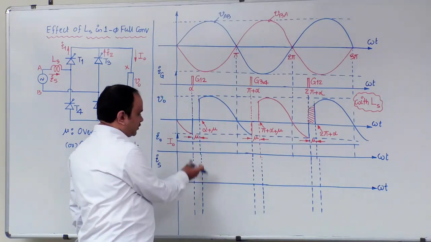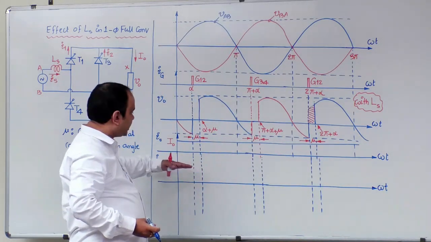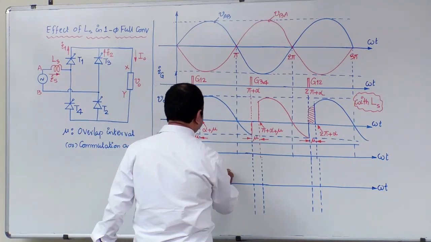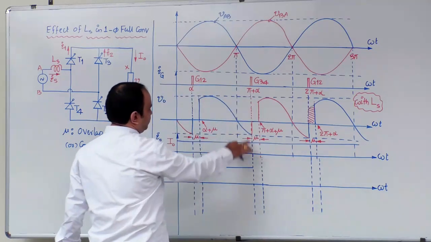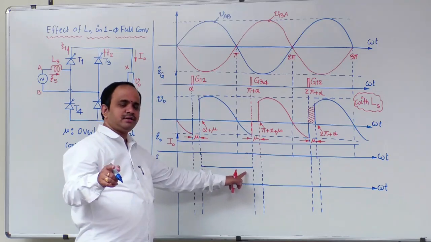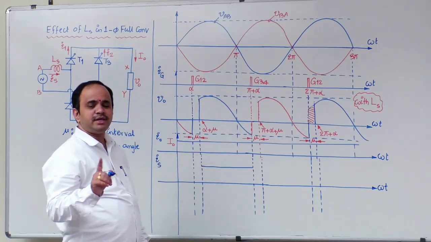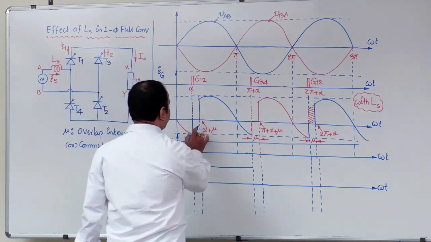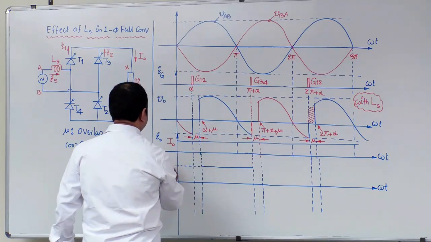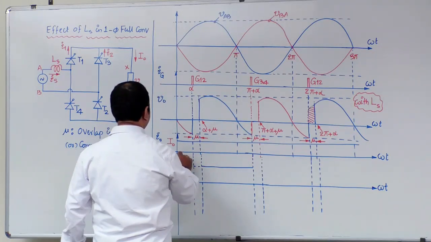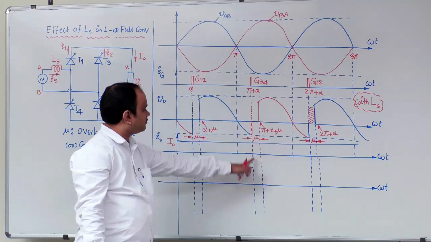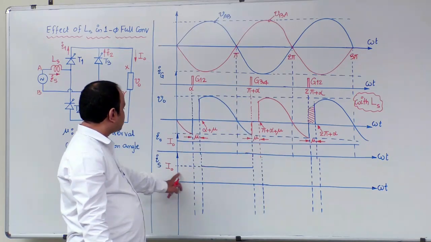Now just refer to your previous I1 and I2 waveforms, which I just erased. You can notice that from alpha plus mu to pi plus alpha, the I1 waveform was plus I0. What do we mean by I1? That is the current flowing through the T1, T2 pair. Therefore, from alpha plus mu to pi plus alpha, we can say the source current is equal to plus I0.